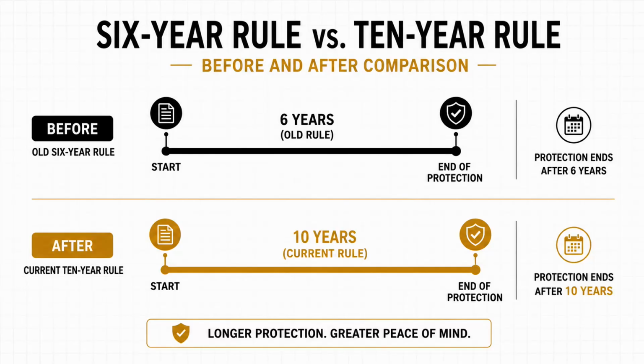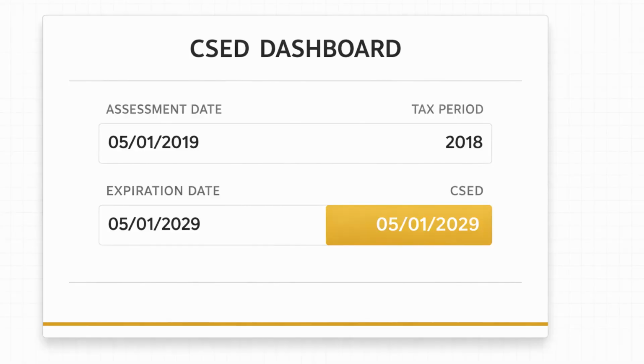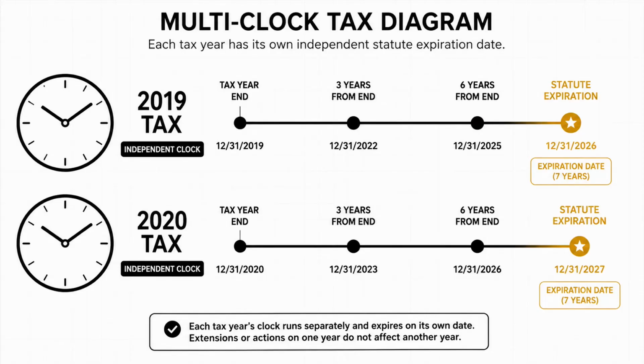26 U.S.C. Section 6502 states the rule plainly. The IRS may collect by levy or court proceeding within 10 years after the assessment of the tax. Before 1998, the window was 6 years. Congress extended it by 4 years. The IRS uses every day of it.